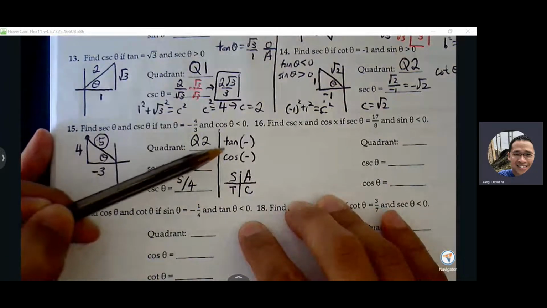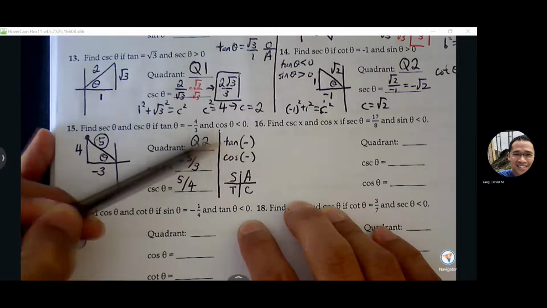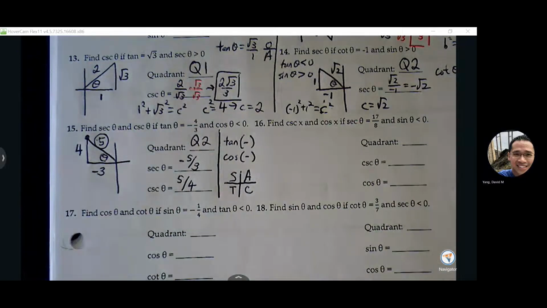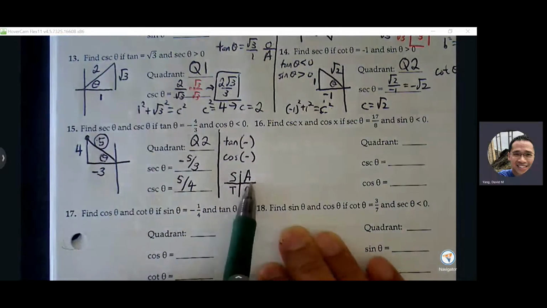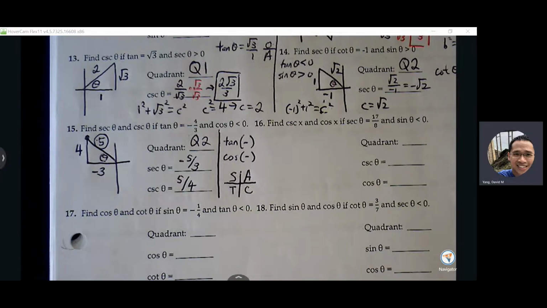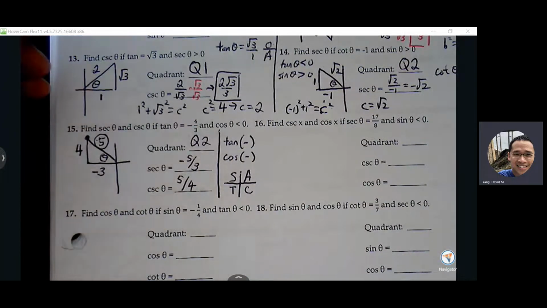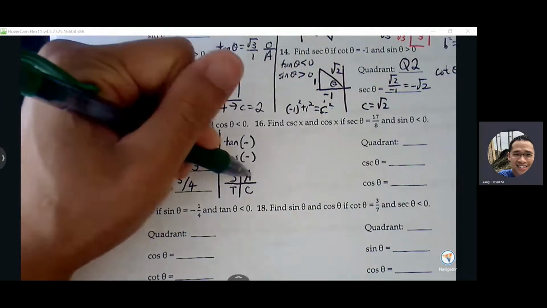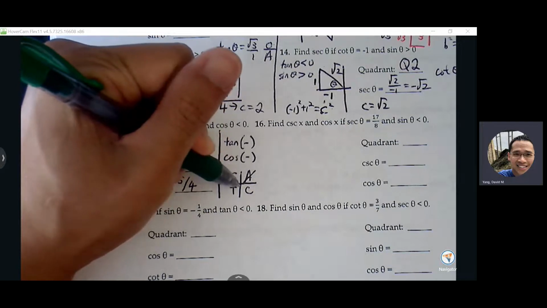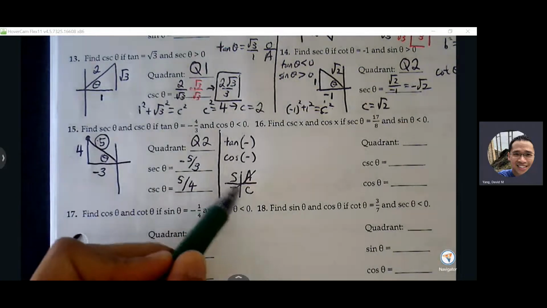So why don't we do things one at a time? Let's look at tangent. So where is tangent going to be negative? Which quadrants? So A means all is positive, S means only sine is positive, T means only tangent is positive, and C means only cosine is positive. So let's just look at tangent. Where is tangent going to be negative? Which quadrants? 2 and 4, right? It can't be 1 and 3 because 1 is all positive and 3 is tangent positive. So now we're down to 2 and 4, right?